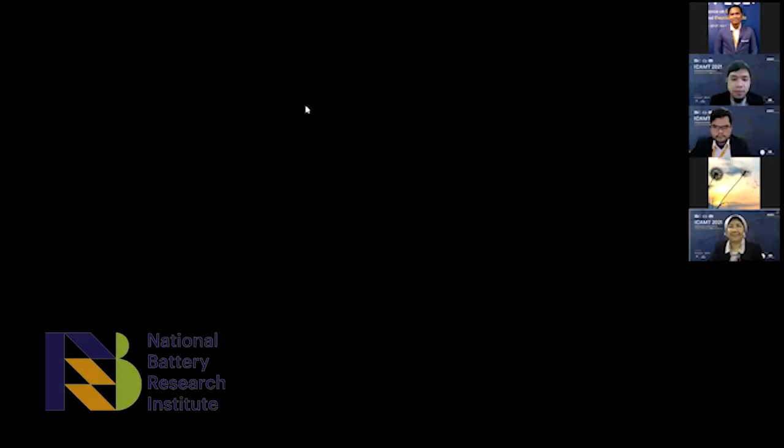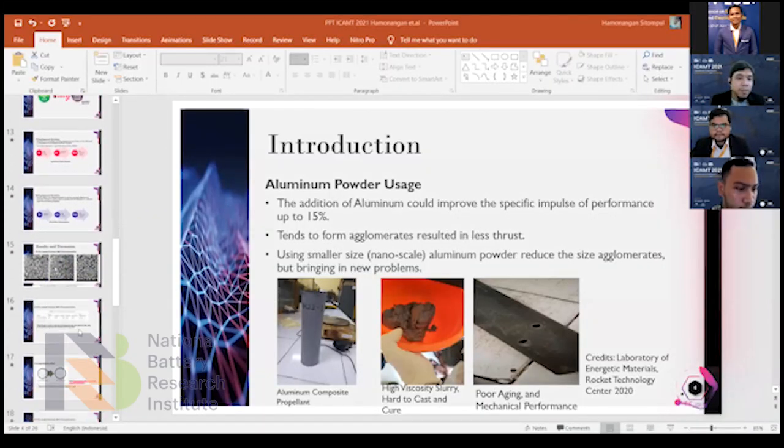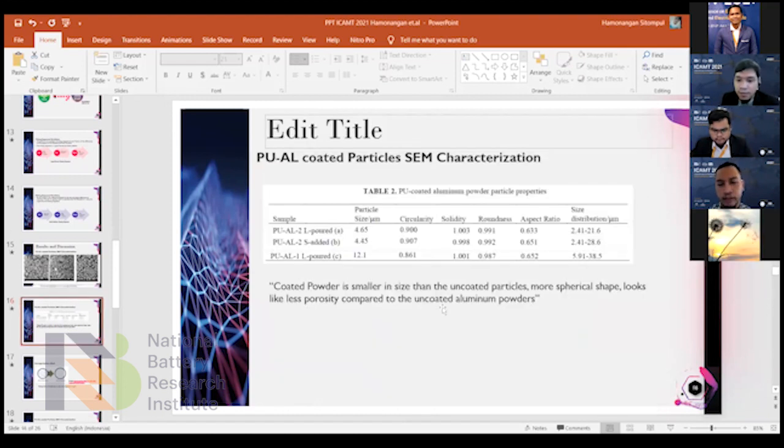Okay. Thank you, Mr. Hamonangan. But please, can you share again slide number 16, maybe? Oh yeah, okay. Slide number 16. It's page 16, maybe. Okay, yeah.